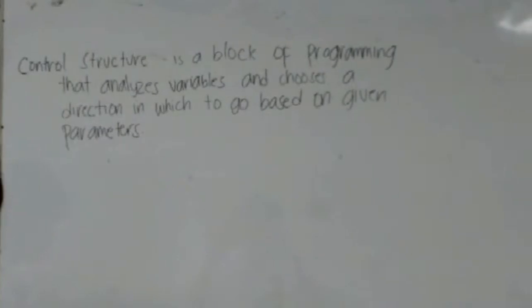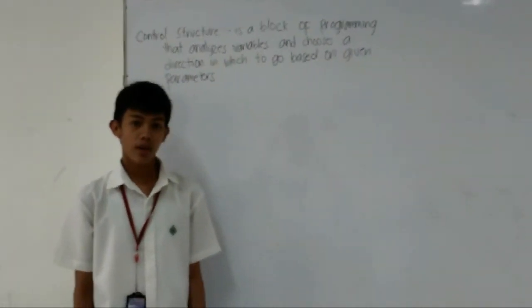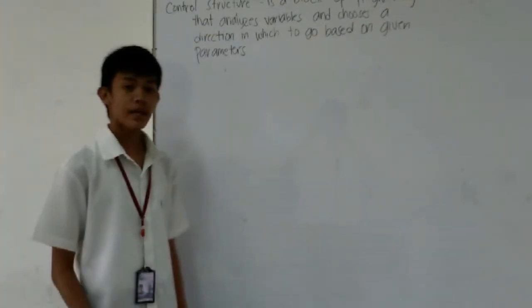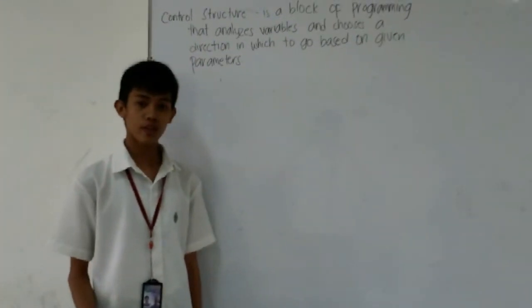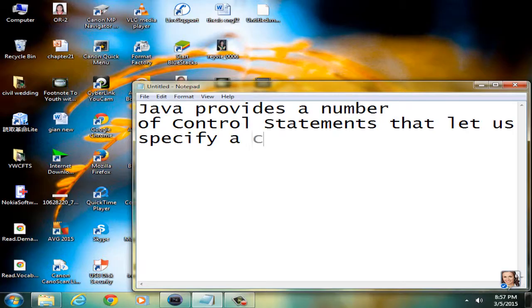on given parameters. In Java statements, it usually executes program by sequential order, but sometimes within a statement to execute even though it's not the next in the line. It is called transfer of control. Java provides a number of control statements that let us specify a certain order of execution.